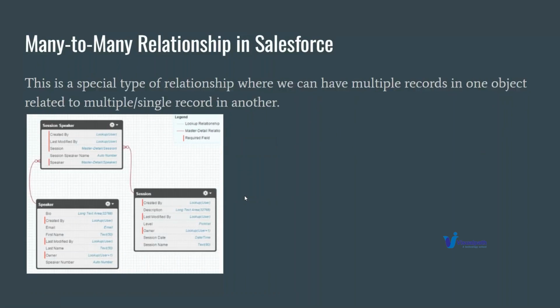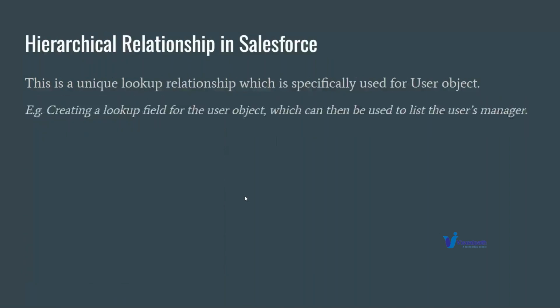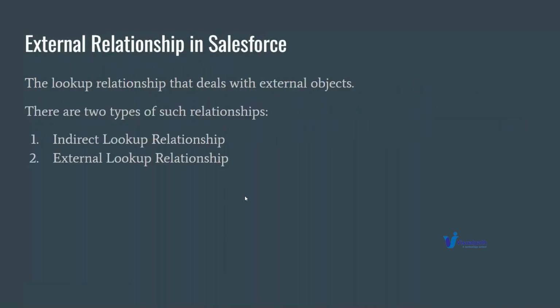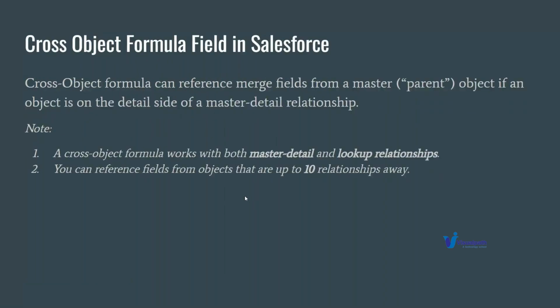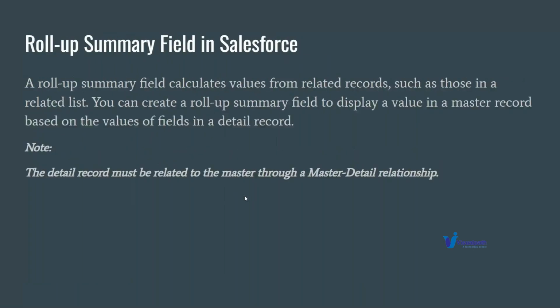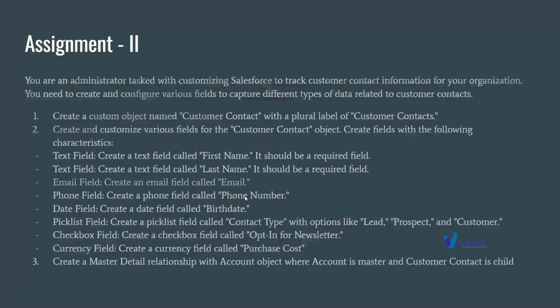So for the other slides, I am thinking of not going through them today because it's already 9 o'clock. Let's do it tomorrow. Tomorrow, what we will cover? We will cover all the other types: many-to-many relationship, self relationship, hierarchical relationship, and external relationship. Cross object formula field, these all we will cover. Roll up summary field we will cover. And then I will provide you the assignment.